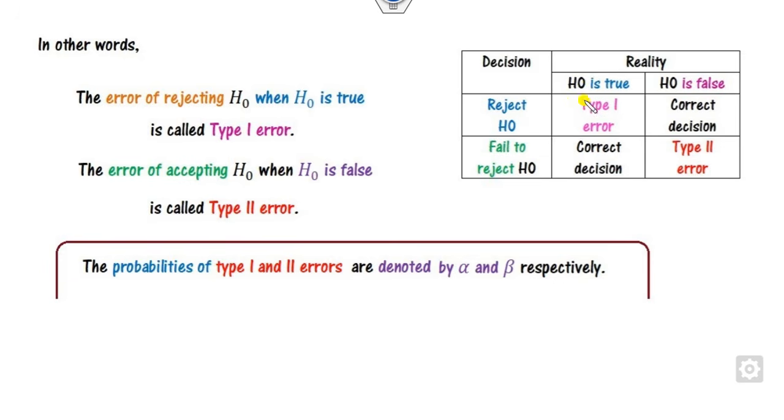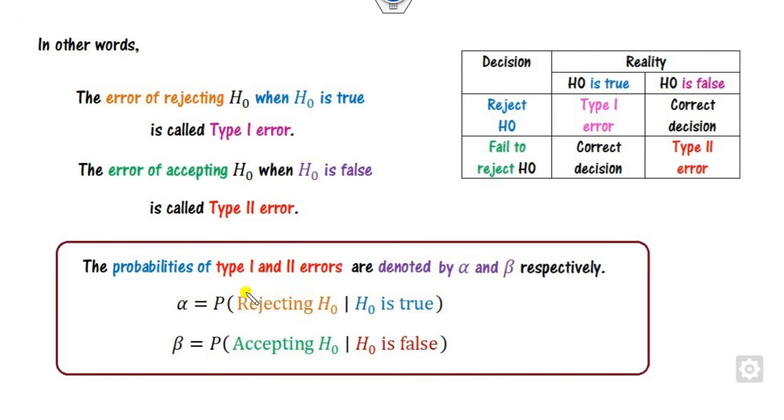The probabilities corresponding to type 1 and type 2 error are denoted by alpha and beta. That is, alpha is the probability of rejecting H0 provided H0 is true, and beta is the probability of accepting H0 when it is false. You have to remember this definition for the example that we will see in this presentation.